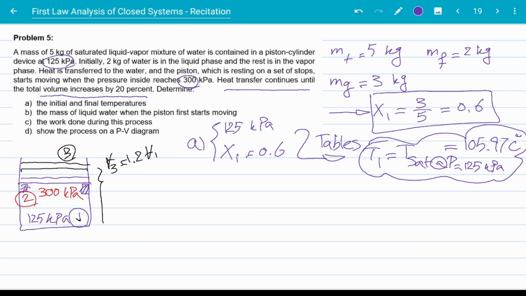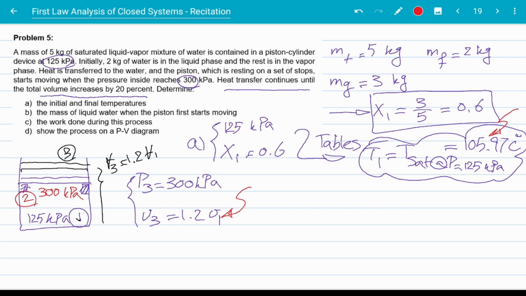So P3 is equal to 300 kilopascals. We know that. We also know that specific volume 3 is 1.2 times the specific volume 1. So if I have the specific volume v1, I can find the specific volume at state 3. So in order to find v1, we need to check the tables. Again, the same tables that we found the temperature from.